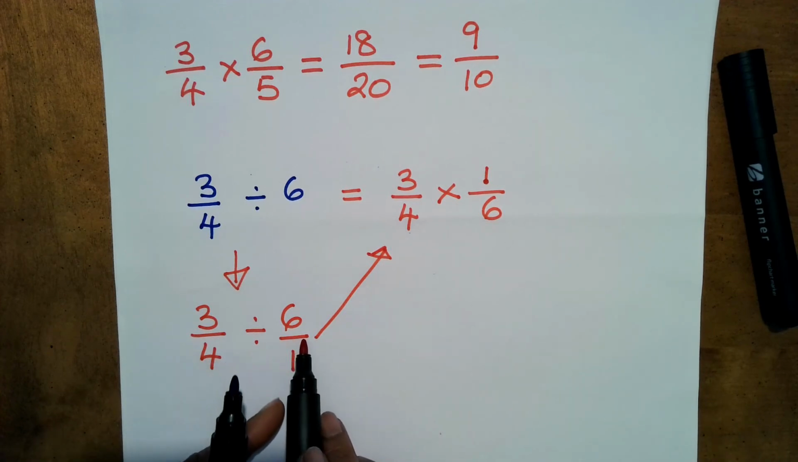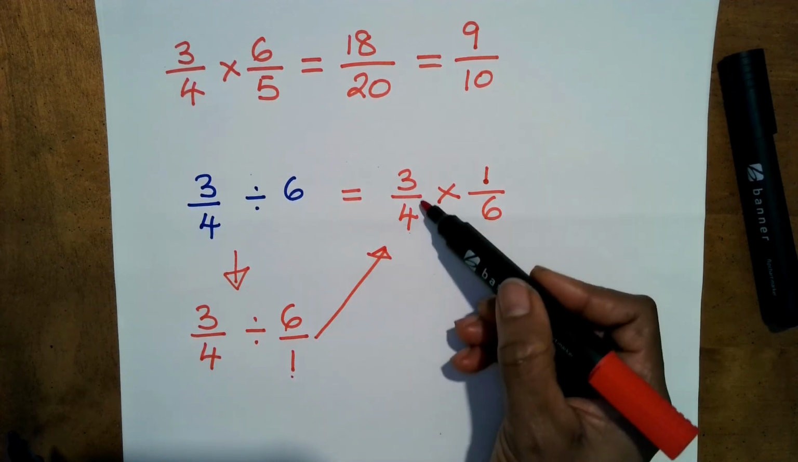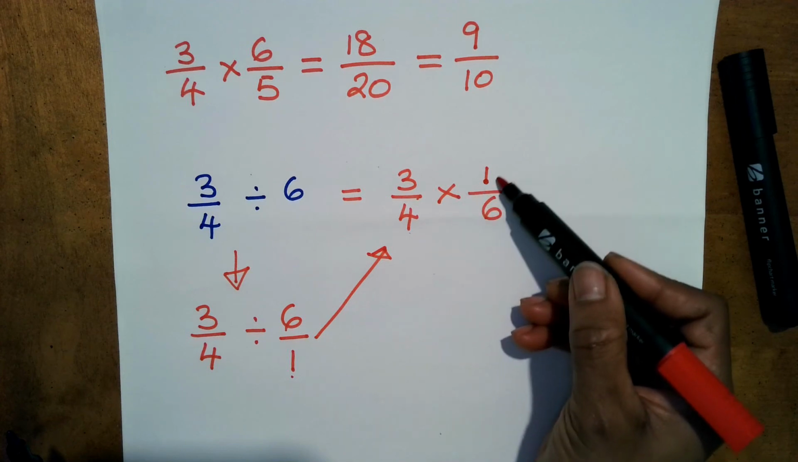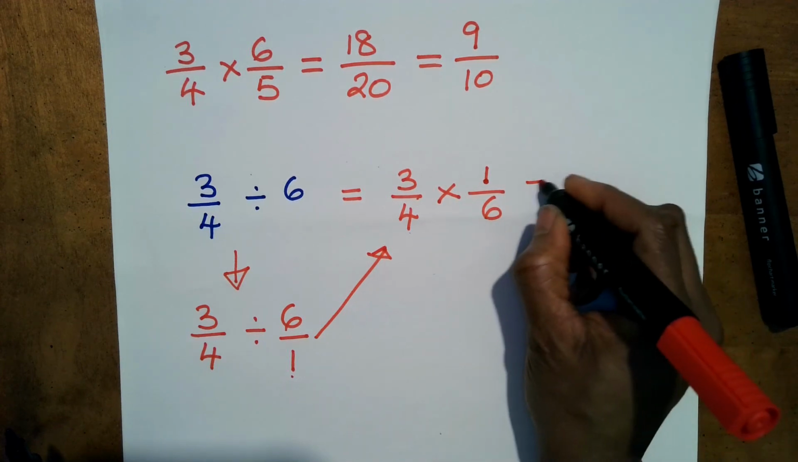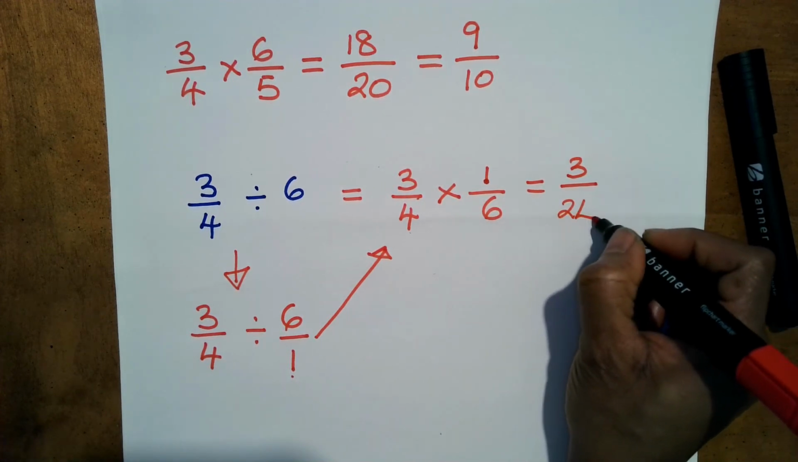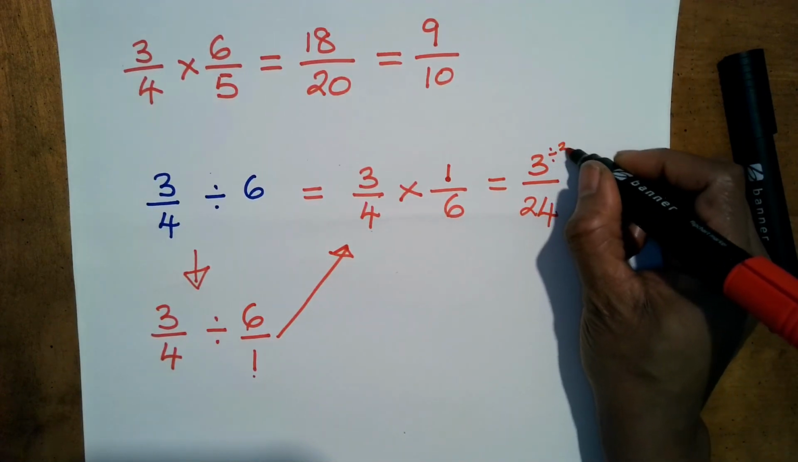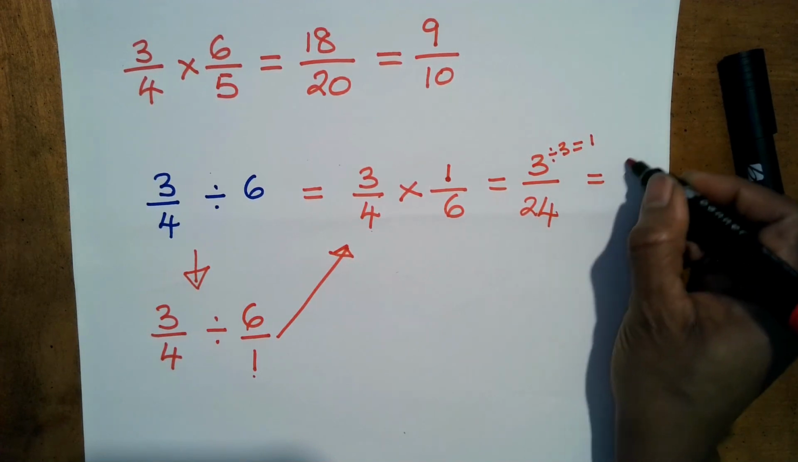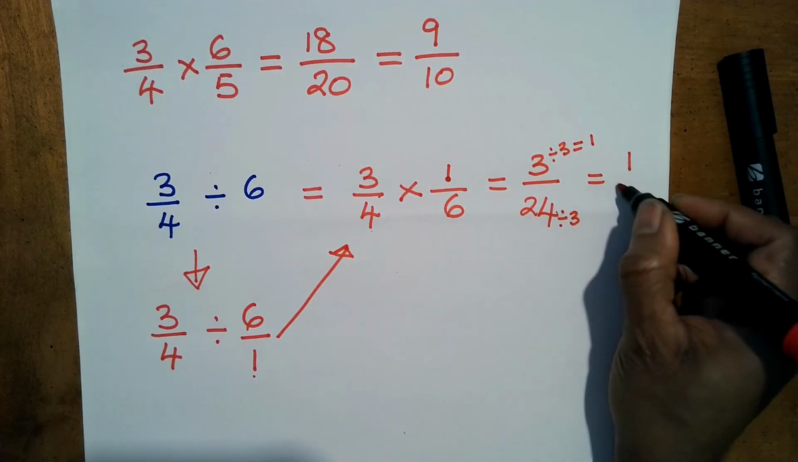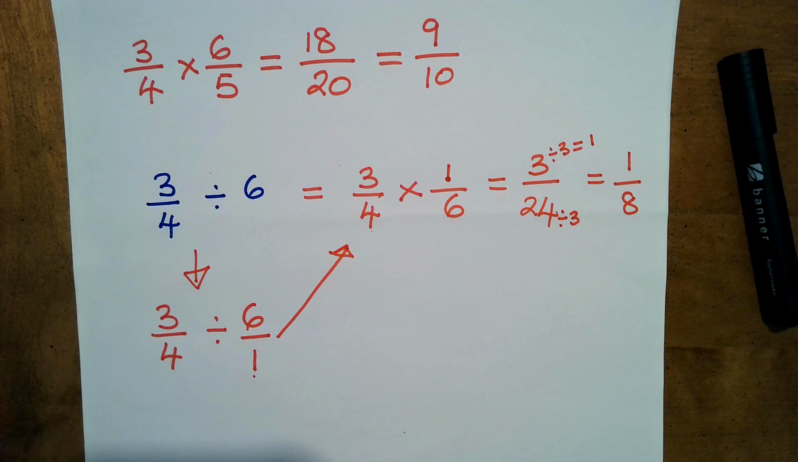So if you're given a whole number, know that that whole number is over 1. Remember that any fraction that has got 1 as the numerator is a unit fraction. So if we do keep the first fraction, change the sign and flip the second fraction, what we're going to get will be 3 over 24. Now it's possible for us to simplify. So 3 can divide itself to give me 1. And it can divide 24 to give me 8. So your answer to this question is 1 over 8.